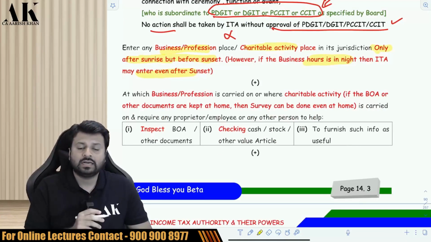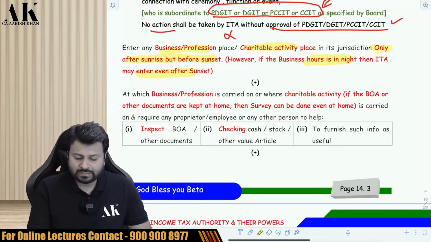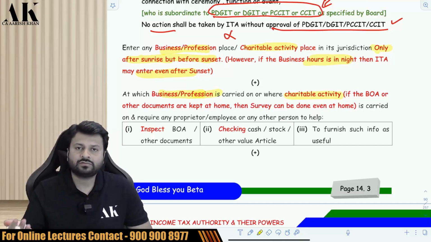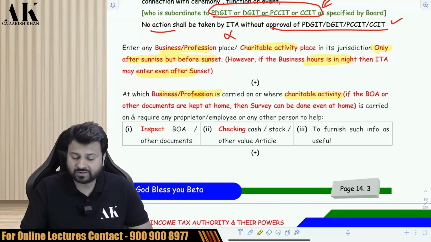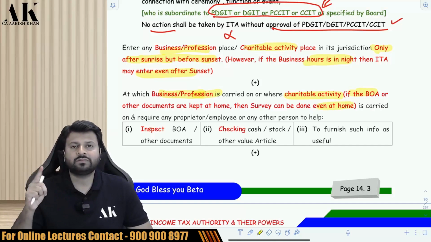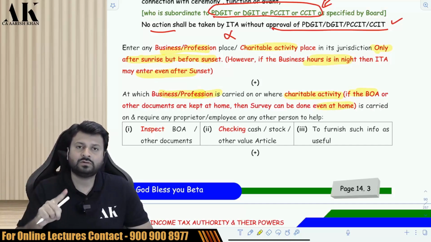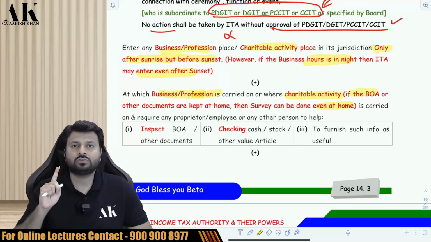Okay. Next, what will they do at the business place, the charitable activity place, the profession place? They will search for books of accounts. So will they only enter the business place or profession place or charitable activity place? No, they can come to your home also if the books of accounts are kept at home. If the books of accounts are kept at some other place, then they have the power to go to that place also, and the power is not restricted to only the business place, profession place or charitable activity place.